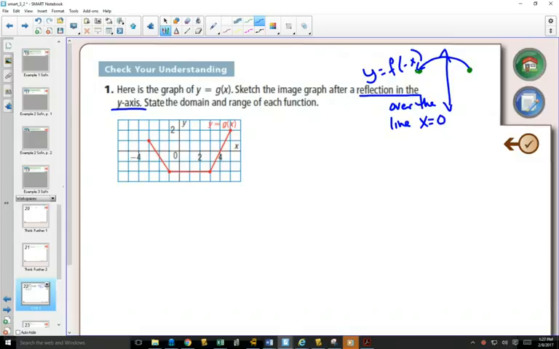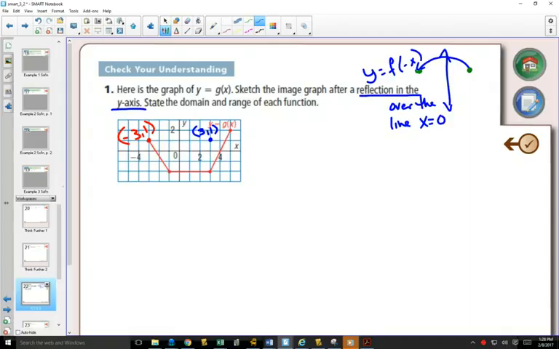So all we're going to do is multiply each of our x coordinates by -1. So if we think about a point that we have right here, and we think about the coordinates of that point, it's at -3, 1. If you multiplied that x coordinate by a -1, it's going to flip over the y-axis and go to 3, 1.